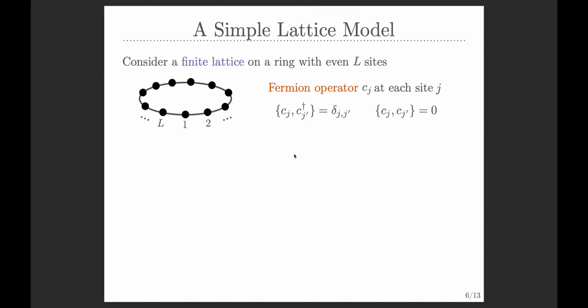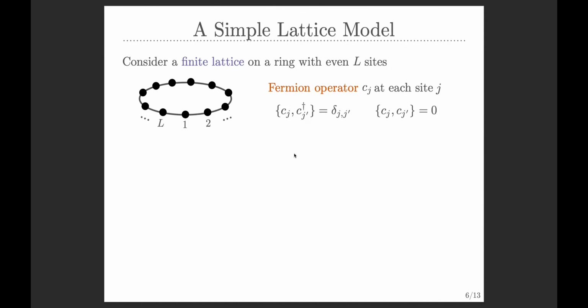And so this is our setup. We're always going to be working with some finite lattice, always on a ring, the so-called periodic boundary condition. We'll always assume the number of sites is even, just for simplicity. Nothing goes wrong if the number of sites is odd, you just add some extra space. And on each site, we're going to place a single complex fermion, which will satisfy the canonical anti-commutation relations.